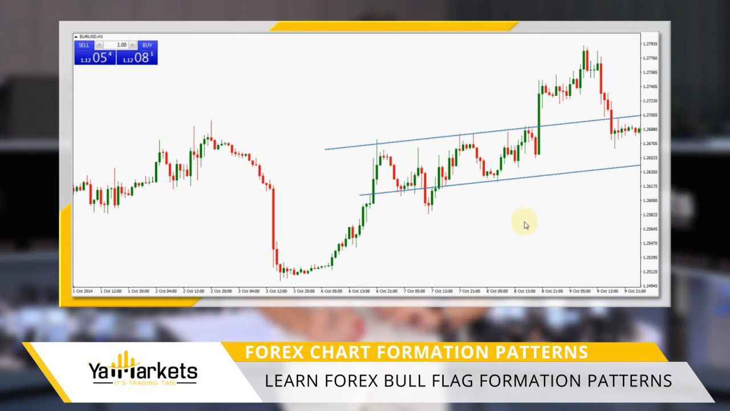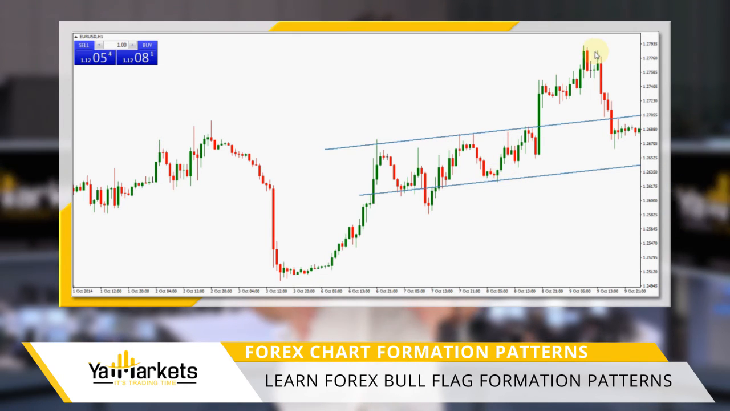There are two basic approaches to entering the market with this pattern. Aggressive traders will enter at the bottom of the flag for the maximum profit. Conservative traders will wait until the price breaks out from the formation, and only then will they enter the market. The price target for this formation should be the height of the flagpole measured up from the bottom of the flag.